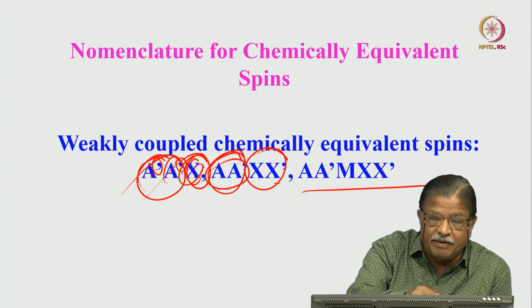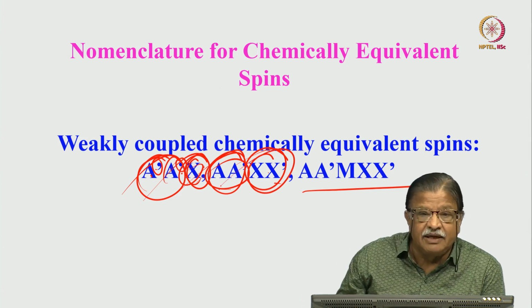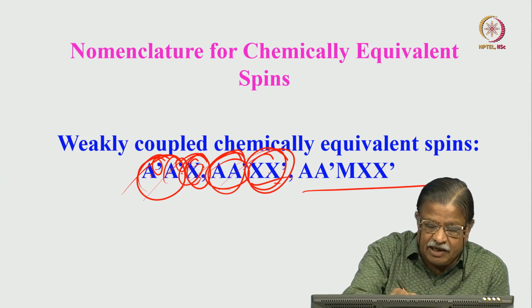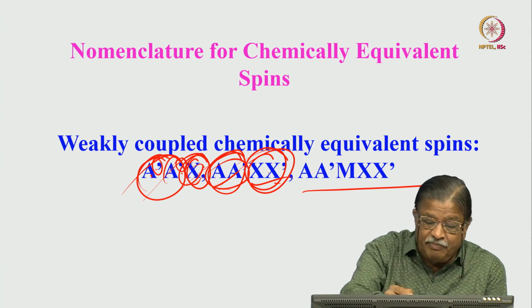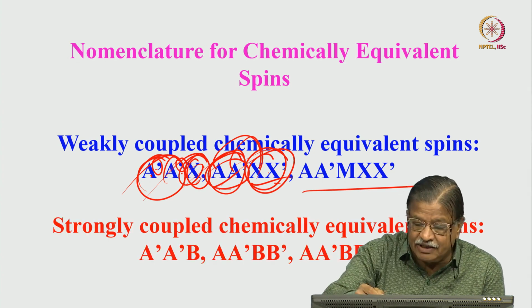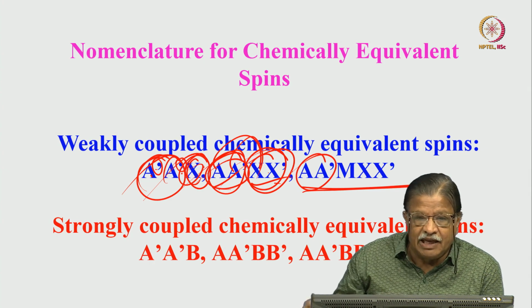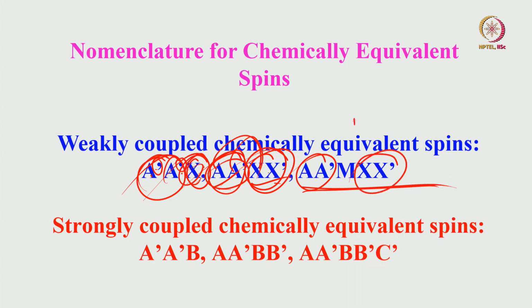Similarly, A prime, between them they are strongly coupled; X prime, between them they are strongly coupled. They are chemically equivalent, these two are chemically equivalent, and between A and X, A prime and X, they are weakly coupled. Similarly, you go further: A prime, M, A prime are chemically equivalent, X prime are chemically equivalent, M is a different spin which is a single spin.